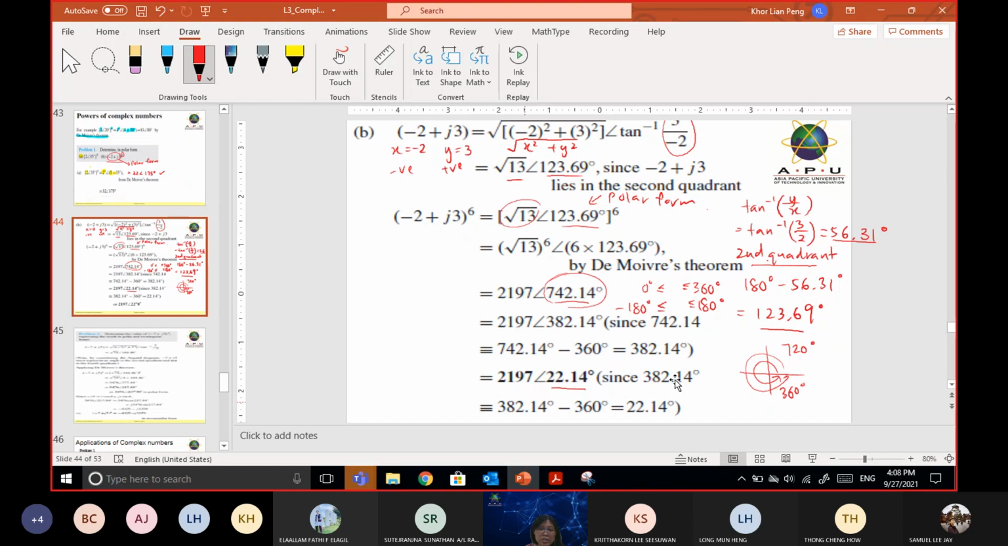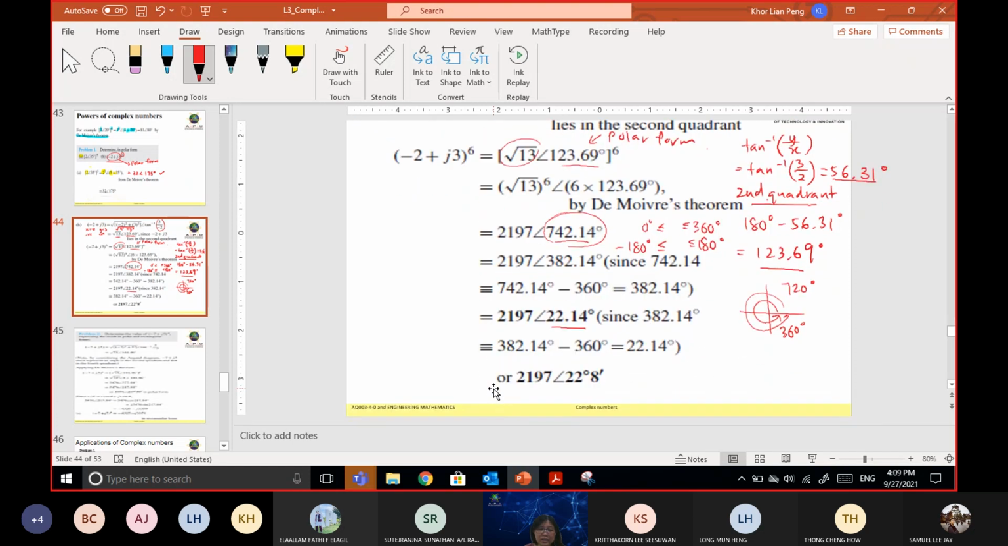Which is in the first quadrant, right? Miss, you can just straight up minus 720 lah. You don't have to write minus 360 twice. Yeah, yeah. If you understand, you just directly minus 720. Because if they're not sure, they minus 360. If it still exceeds 360, then minus 360 again until you get the value which is within 0 to 360. Okay, so this is our answer.